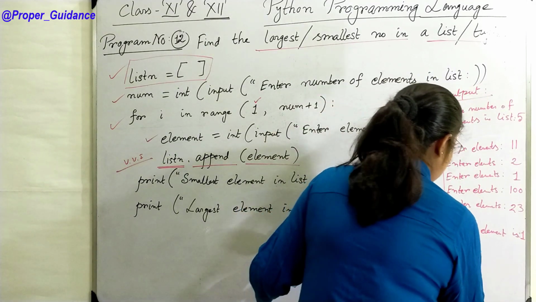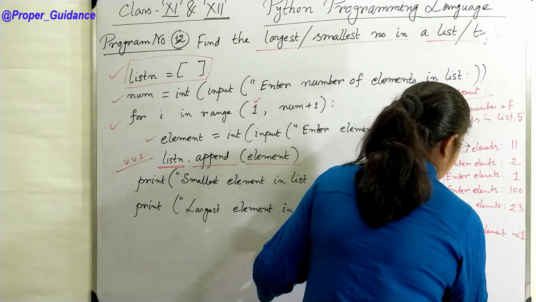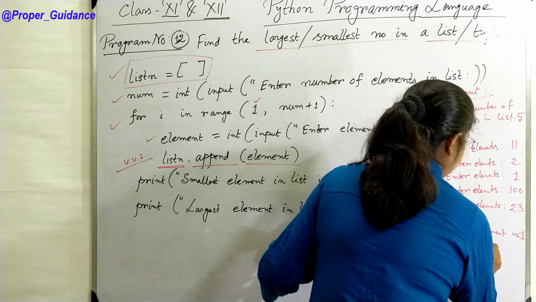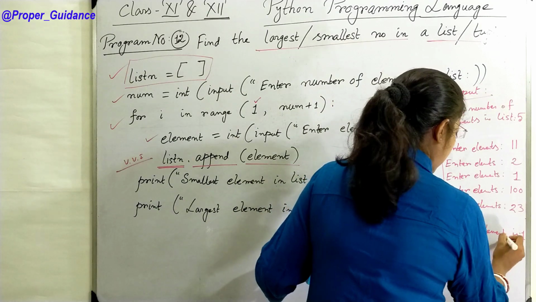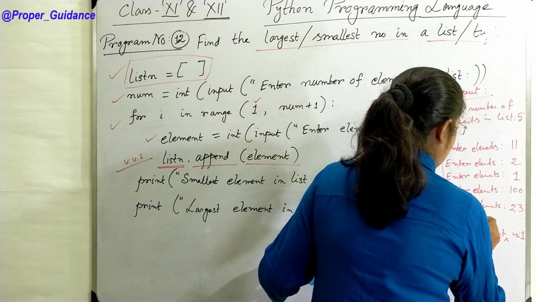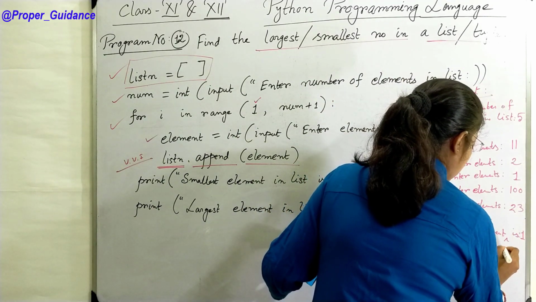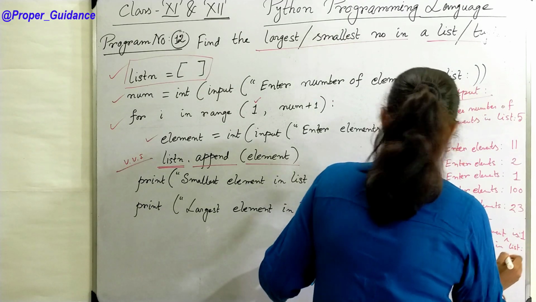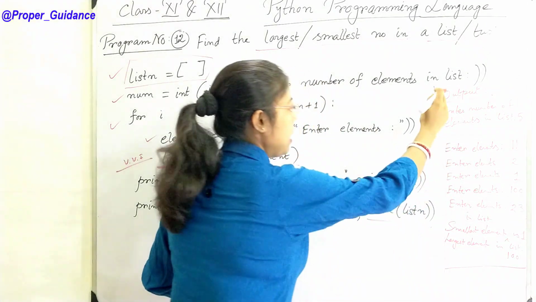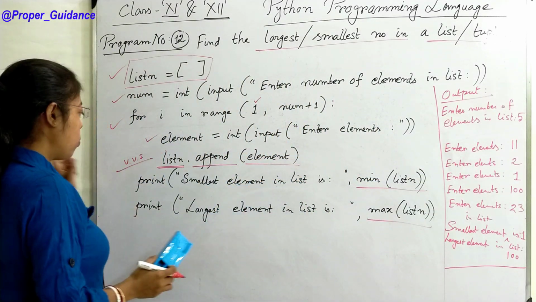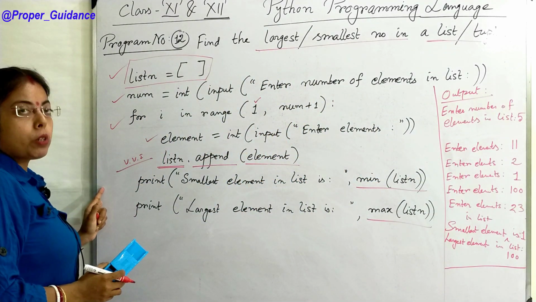And largest element in list. Sorry, I have not written here. In list, largest element is 100. Okay, this is the entire output you will get when you are executing this particular program.